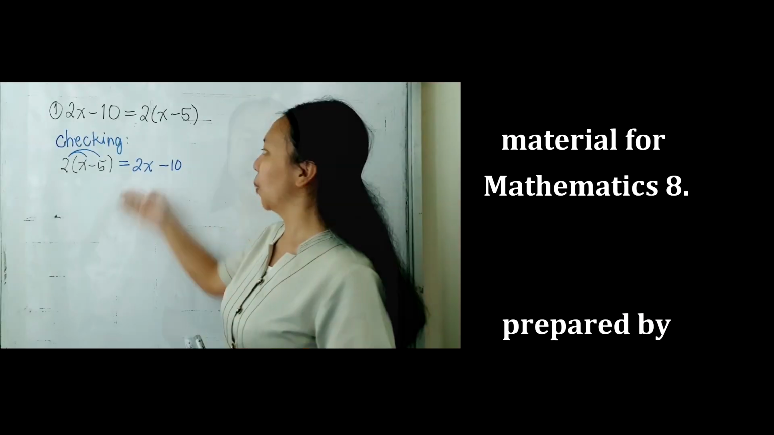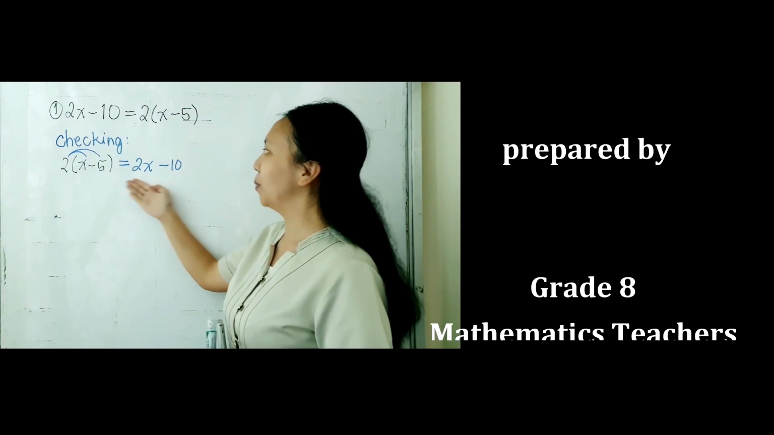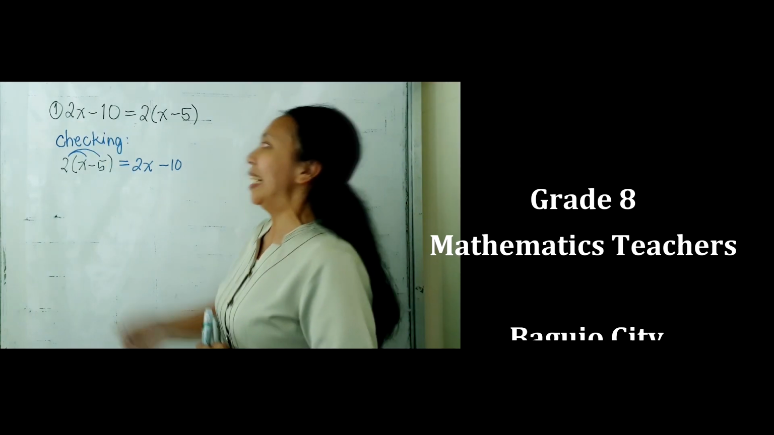Let's start with the first type. The product we obtained in the checking is the same with the given.